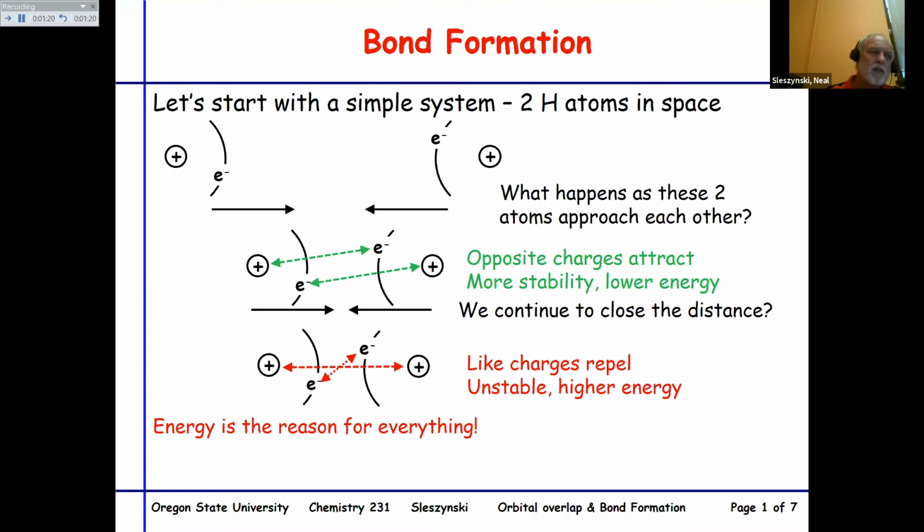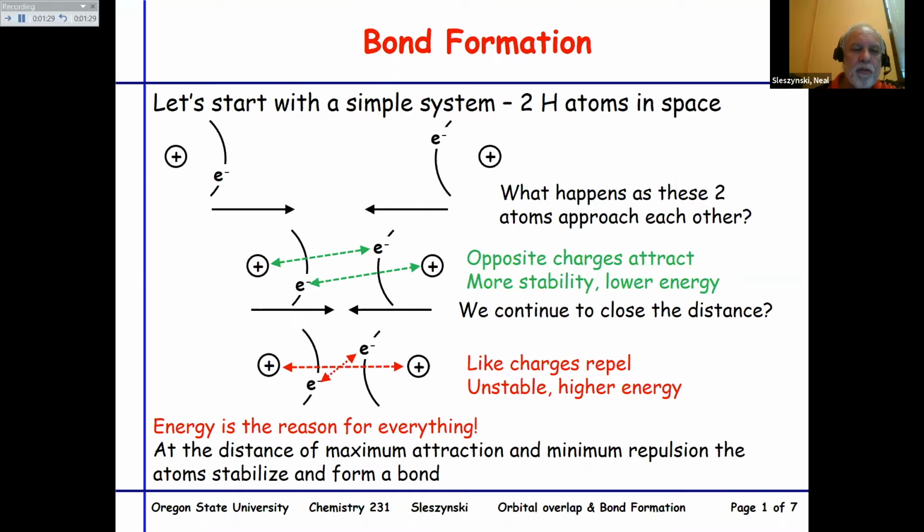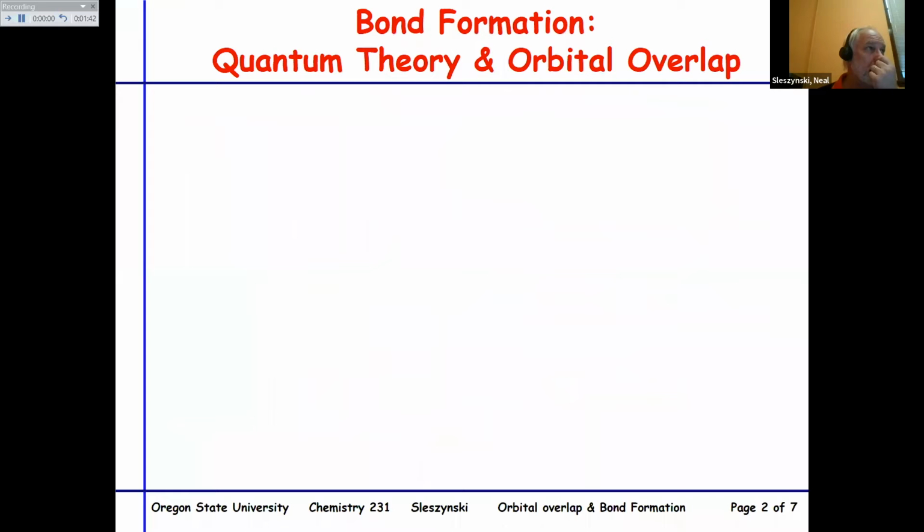Since energy is the reason for everything, it's these considerations that are going to govern whether or not we form a bond. If we can find a distance that maximizes the attraction of the opposite charges for each other while minimizing the repulsion of like charges, the atoms will stabilize at that distance and form a bond.